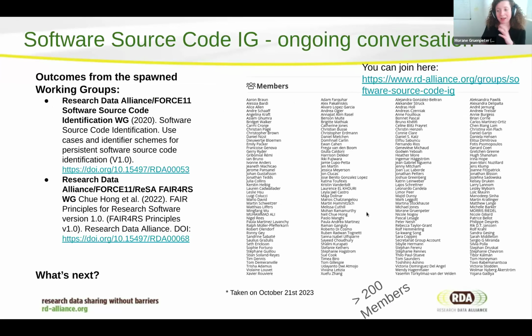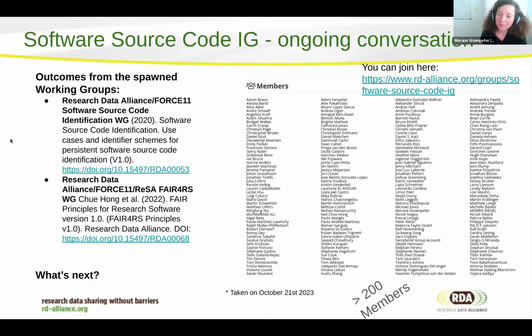Maybe a quick note in the chat, or in the note-taking document, if you are or are not a source code interest group participant or member, just to know who's here with us. That would be nice to have this information. I know I'm not in a big room where you can raise your hand if you're in the software source code interest group, but maybe you can raise your hand with the icon.